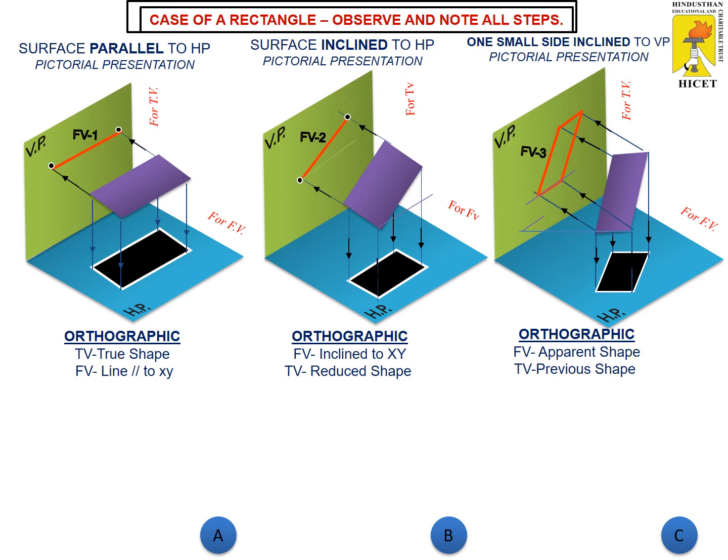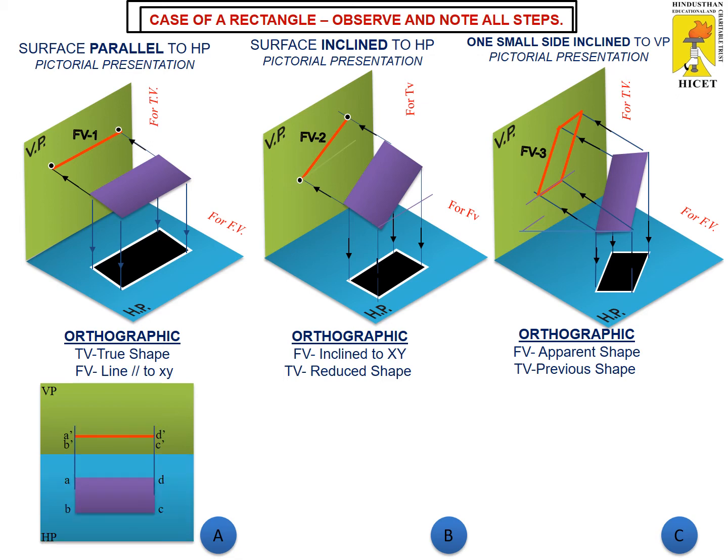When you draw in an A3 sheet, you can draw like this. In the VP, draw the lines A dash, B dash, D dash and C dash. And similarly, in the HP, you can see the rectangular plate, so you can draw as per the dimension. In the second case, when you draw the front view, it looks like a line which is inclined in a position.